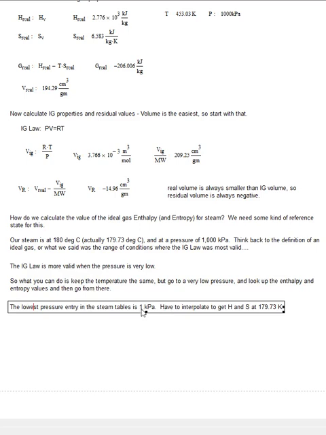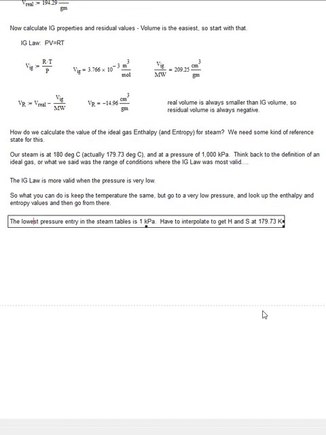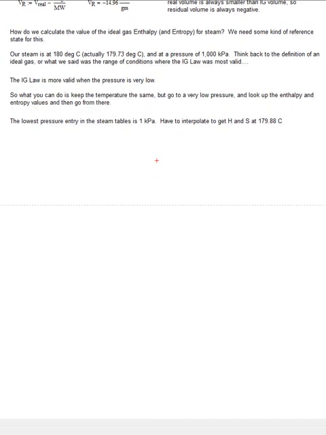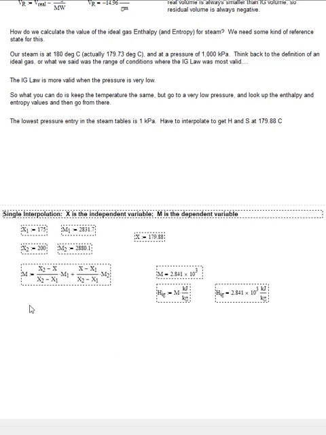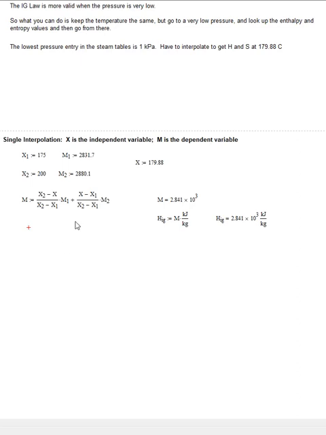So what we're going to have to do is look up the enthalpy and the entropy at 1 kilopascal and 179.73 degrees C, which is what our temperature is. Or what's that? Sorry, I had a round off. That should be 179.88 degrees C. All right, so we have to do that with interpolation because your steam tables don't have an entry at 179.88. And so this is the interpolation for enthalpy at that condition.